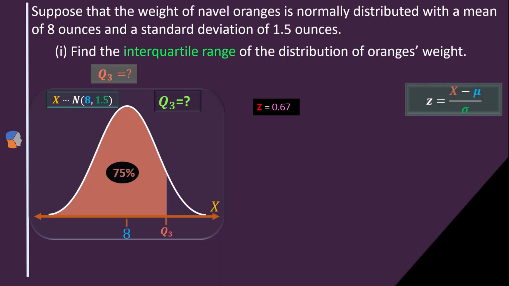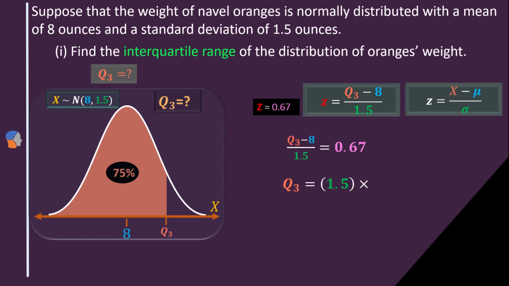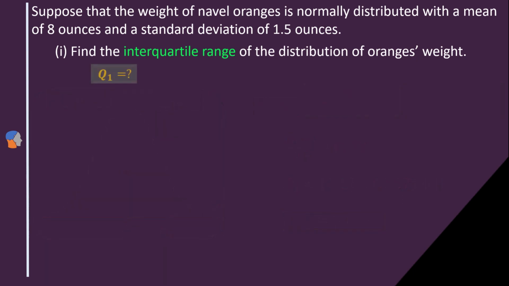Now use the formula x minus mu over sigma. Here x is Q3. Then find the z value of Q3 using the formula. Now we have two z values for Q3, one from the table, one from the formula. Now we can make them equal and solve for Q3. So that is the Q3 value for this distribution, which is 9.005.